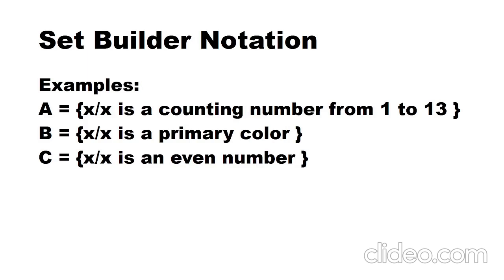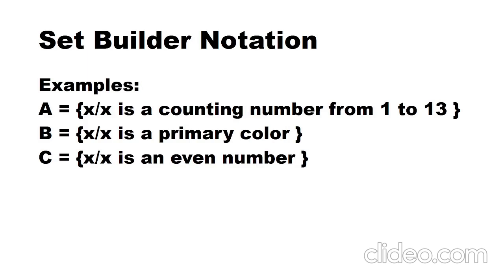Now let's go to the next example. Set B is equal to X slash X, or X such that X is a primary color. Here the elements are also well defined, because you would know that only those primary colors can be the elements of this set B. Again, you start with the left brace and then X slash X, or X such that X. The X slash X there stands for the phrase X such that X.